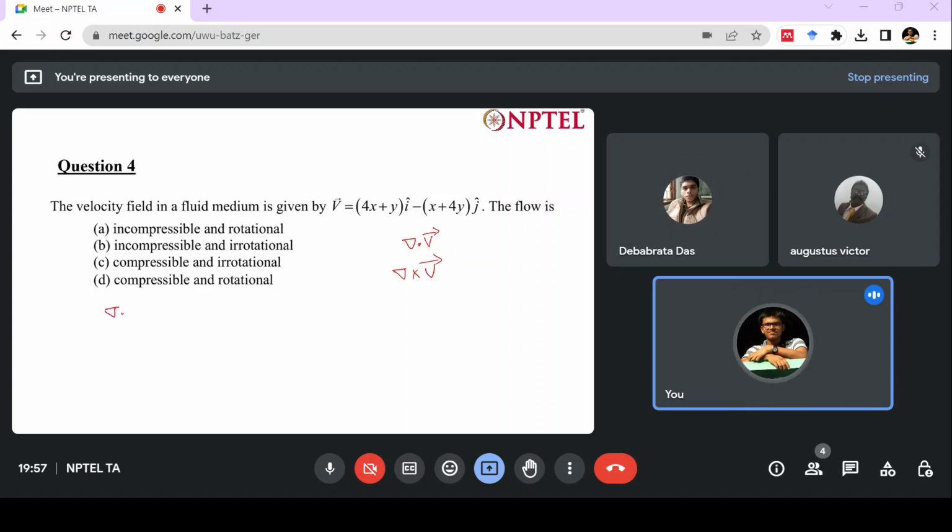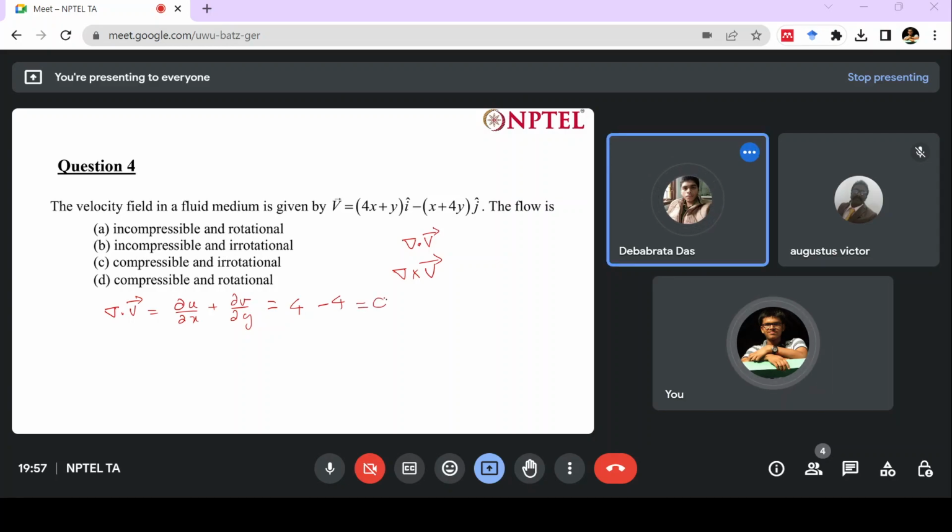So grad dot V, this is del U del X plus del V del Y. Right. So del U del X is 4. Yes, sir. That will be 4. And this is minus 4. So this is 0.